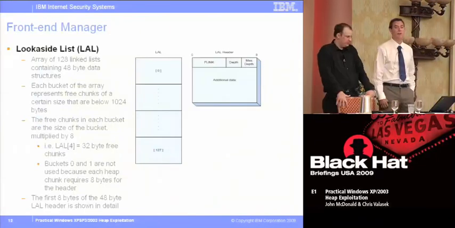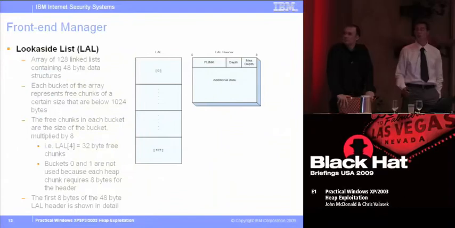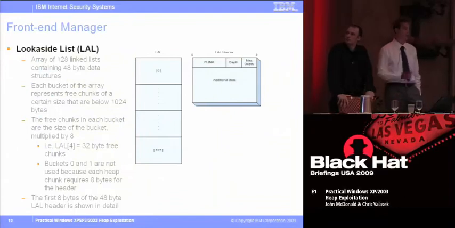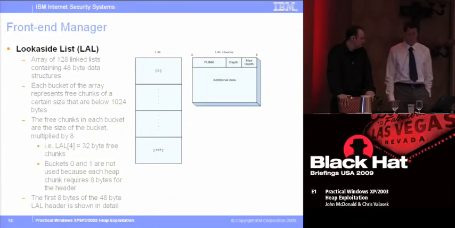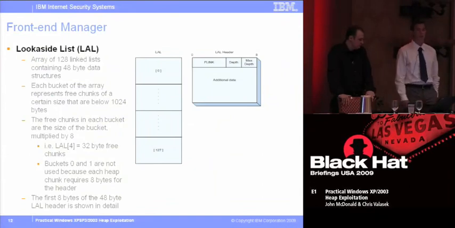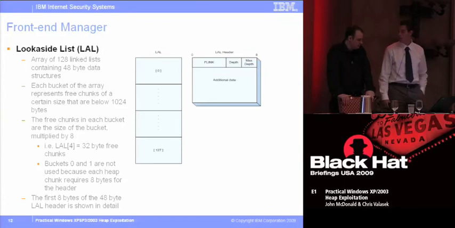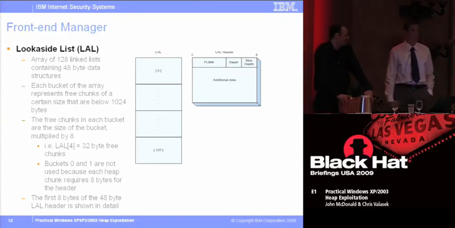Now we'll get to the front-end manager. The heap manager is broken into relatively two parts. You have the front-end manager, which is optimized for speed, and then you have the more robust back-end manager, which does basically everything else. We're not going to talk about the low fragmentation heap because of time constraints and lack of knowledge. So we'll just talk about the look-aside list today.